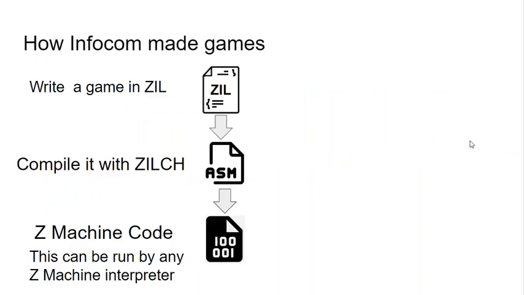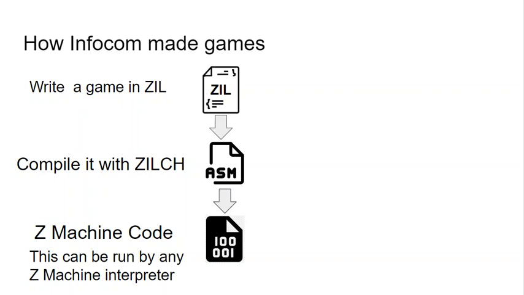So I think my slides might have gotten out of order here, but here's their build process. They would write a game in this Zork implementation language, compile it with Zilch, and that would compile down to Z machine code or Z code, and that could be run by a Z machine interpreter. And they just wrote a Z machine interpreter, which is not a hard thing to do, for all the bajillions of computers they wanted to support. And then the entire library of games would run on that particular computer. So the virtual machine gets you write once, run anywhere.